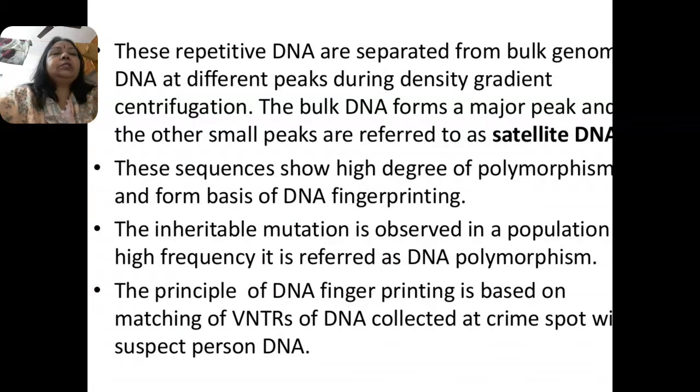These repetitive DNA are separated from bulk genome DNA at different levels and different peaks during density gradient centrifugation. The bulk DNA forms a major peak and the other small peaks are referred to as satellite DNA. These sequences show a very high degree of polymorphism and form the basis of DNA fingerprinting. But actually these are of two types.